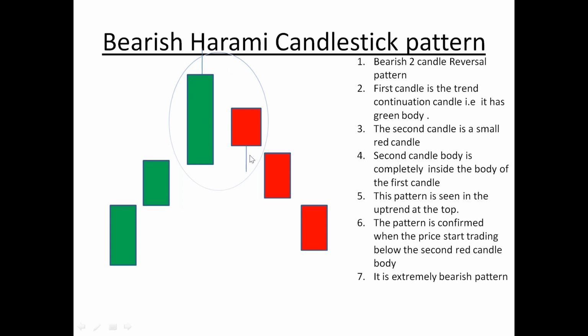This pattern is normally seen at the top of the uptrend or when the uptrend is over. When we see this pattern at the top, we may think that there may be the start of a potential downtrend from here. The pattern will be confirmed when the price starts trading below the body of this red candle. So here we may think of taking a short selling position.